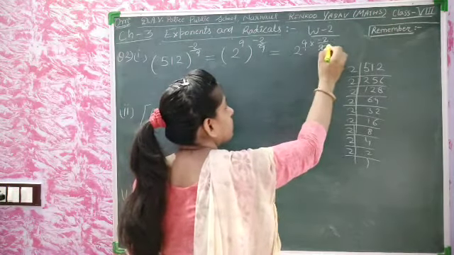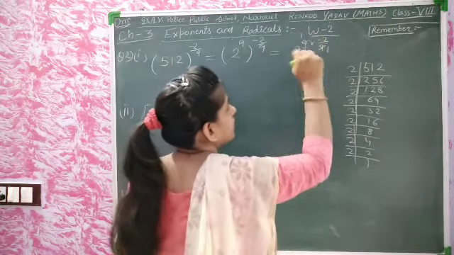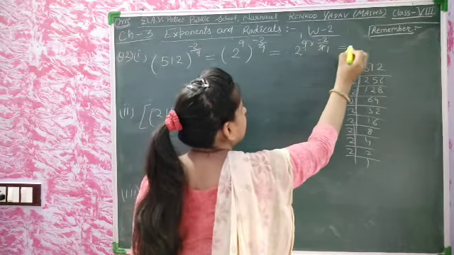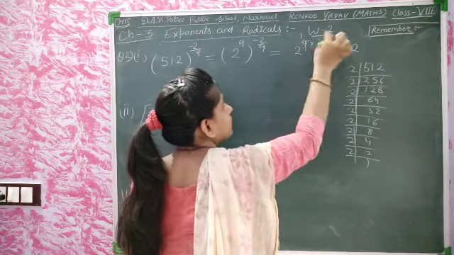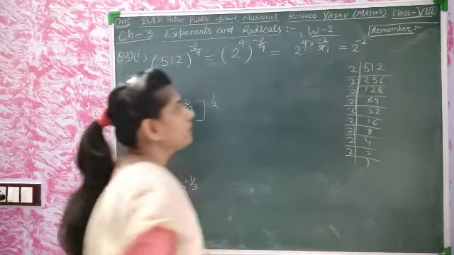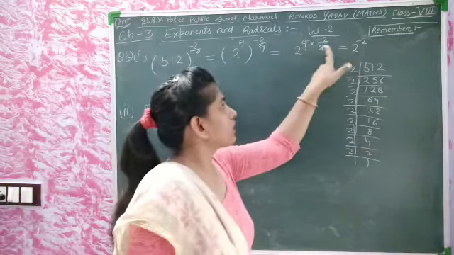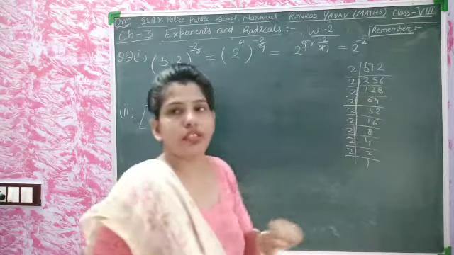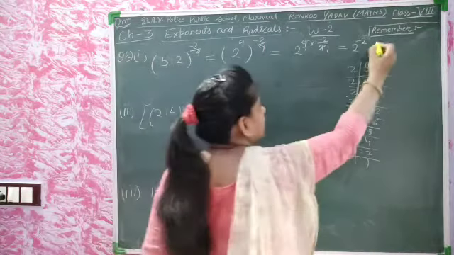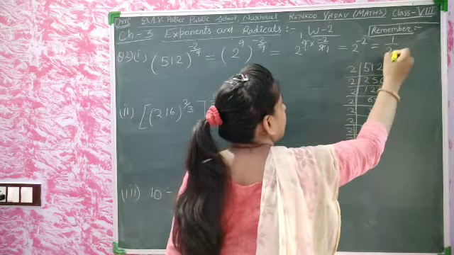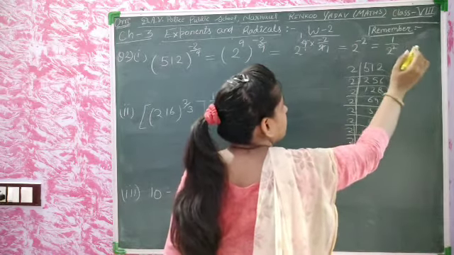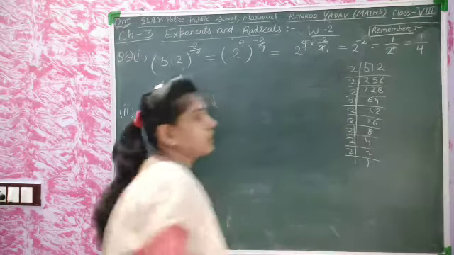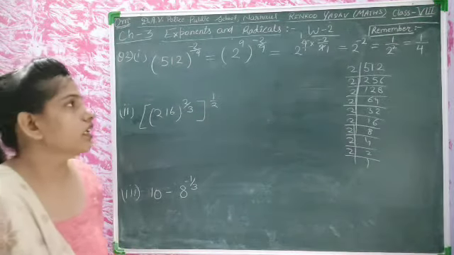Now here we will cancel 9 with 9. 9 is divided by 9 and we will get 2 to the power minus 2. In the denominator only 1 remains, so there is no need to write 1. There is 2 to the power minus 2, and its reciprocal is 1 divided by 2 to the power 2. 1 divided by 2 to the power 2 is 1 by 4. Okay students, it's solved here.